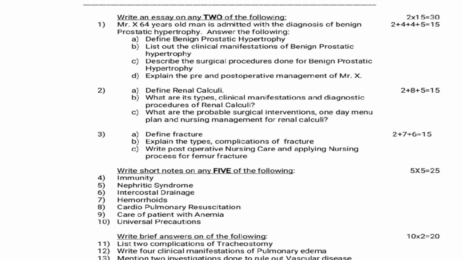1C, describe the surgical procedures done for benign prostatic hypertrophy, 4 marks. 1D, explain the pre and post-operative management of Mr. X, that is 5 marks. So 2 plus 4 plus 4 plus 5 is equal to 15 marks.